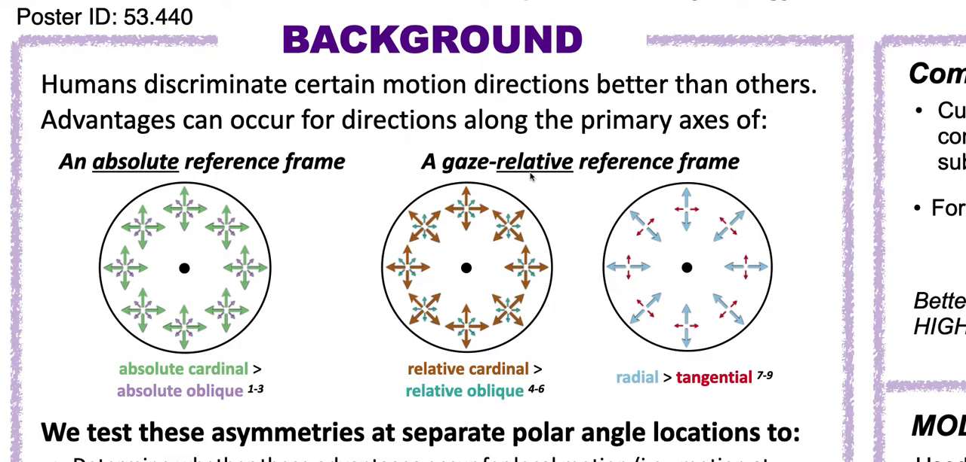For instance, there's a known advantage for directions that are inwards, outwards, and around the gaze position. This we refer to as a new kind of cardinality, which includes both radial and tangential motion. Another asymmetry that depends on gaze position is an advantage for radial compared to tangential motion directions. These conditions are a subset of the relative cardinal directions shown in brown.